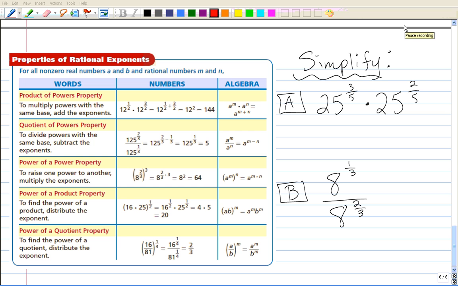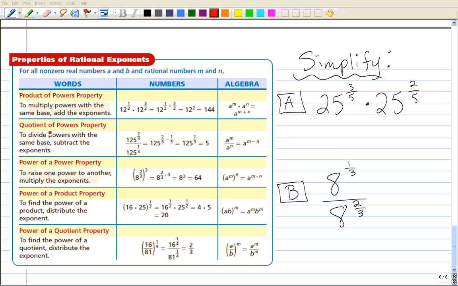Okay, and finally, let's talk about one more thing. Here you see a table of properties of rational exponents. So we have the product of powers property, which is whenever we are multiplying like bases, like 12 and 12, then we will add together the exponents to simplify. So 12 to the 1/2 times 12 to the 3/2 is the same thing as 12 to the 1/2 plus 3/2. Well, 1/2 plus 3/2 is 4/2, which is equal to 2. So 12 squared is 144.